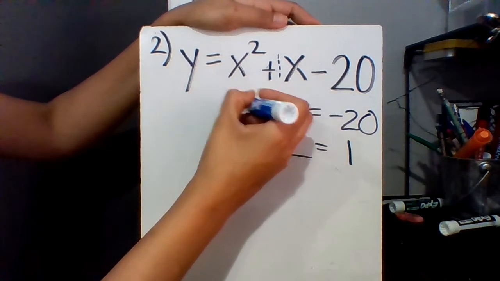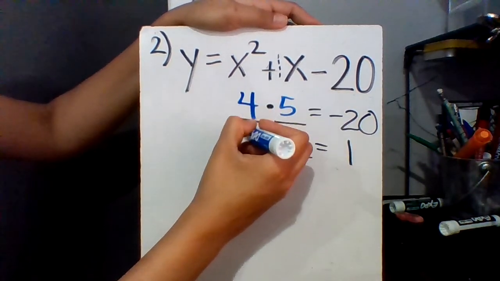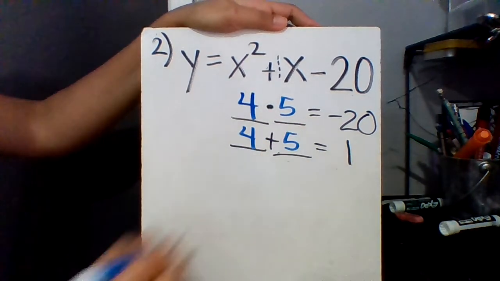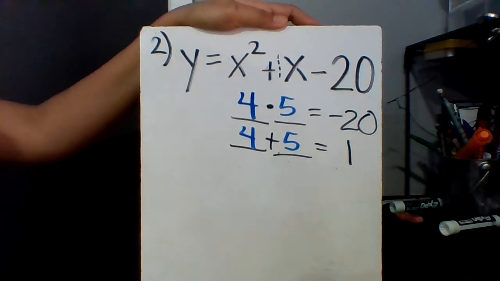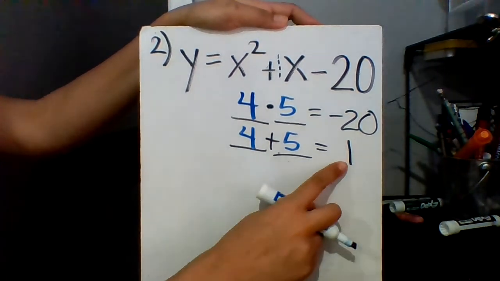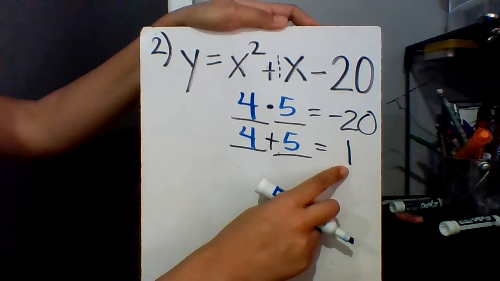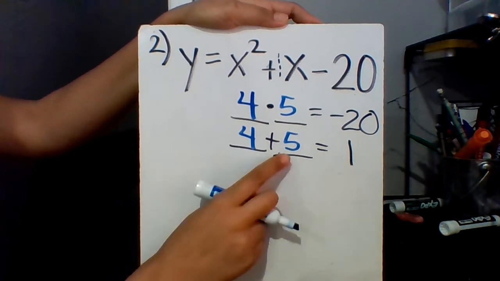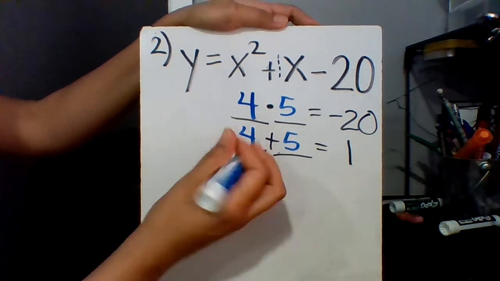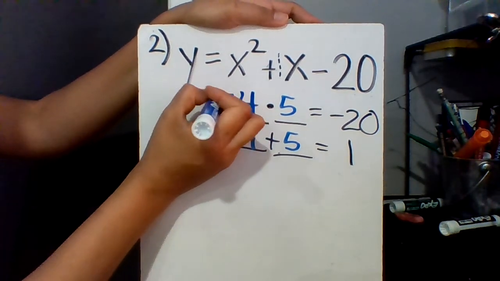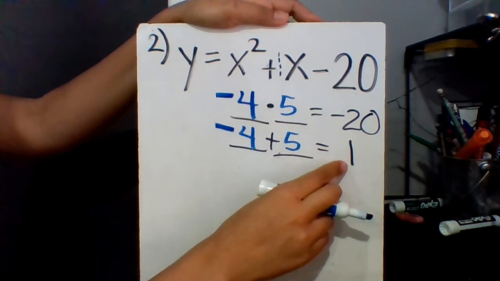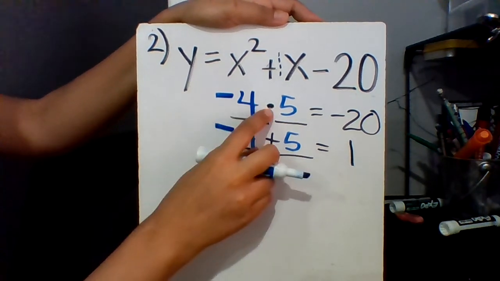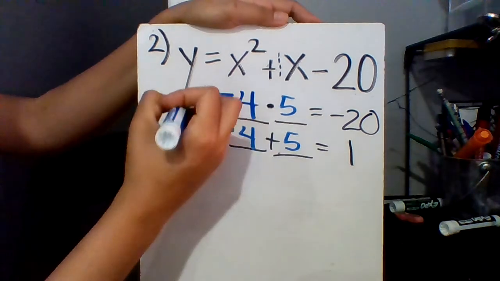Let's go ahead and write down 4 and 5 in our blanks here. Now, one of them has to be negative. We have to subtract them. So which one should be negative? You want your answer here to be positive 1. So that means the bigger number should be positive. So then we'll make the 4 negative. And this works. Negative 4 plus 5 does equal 1, and negative 4 times 5 equals negative 20.